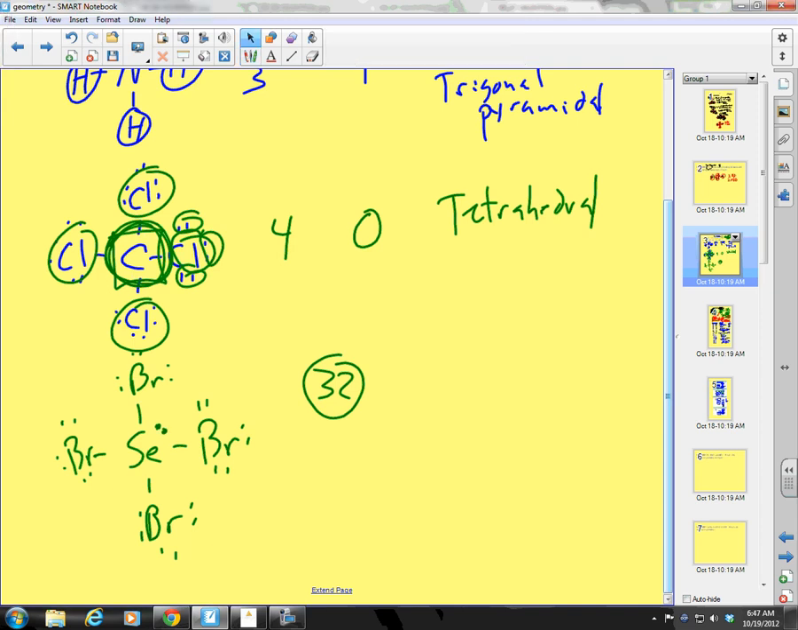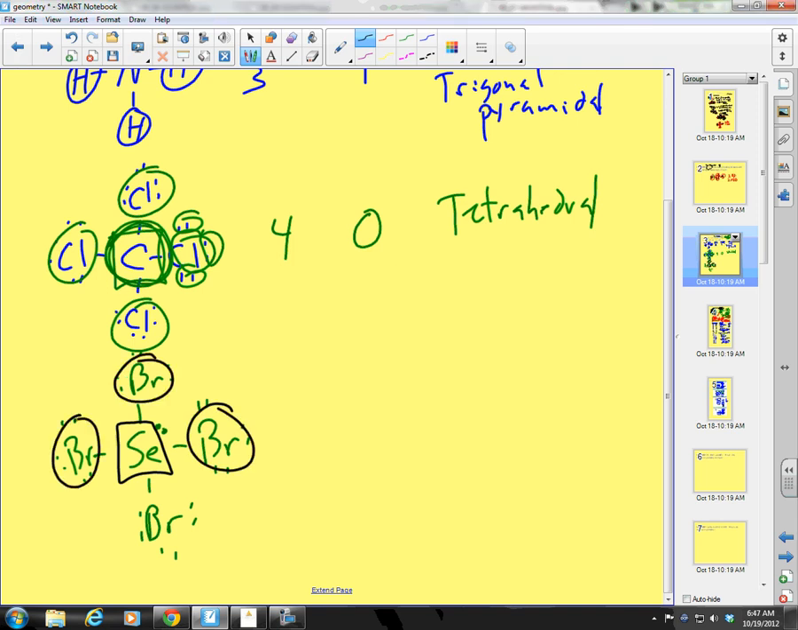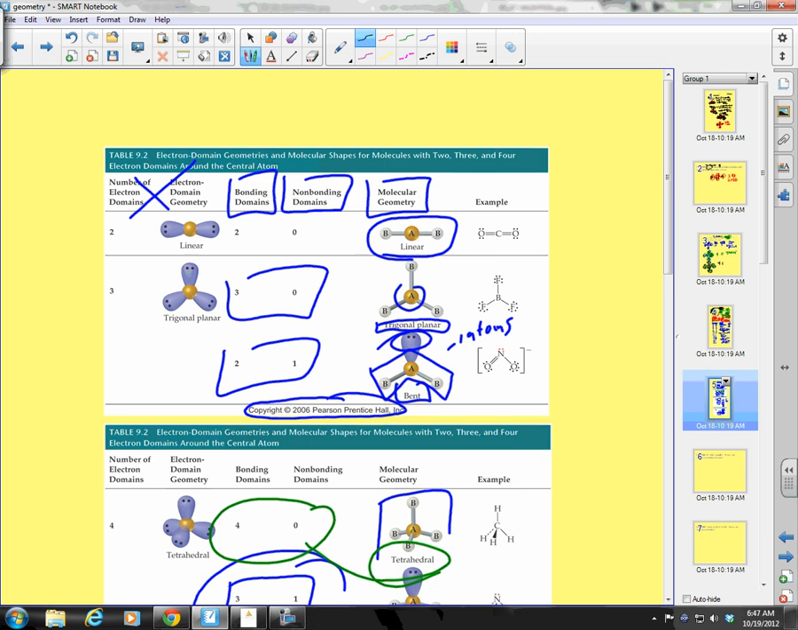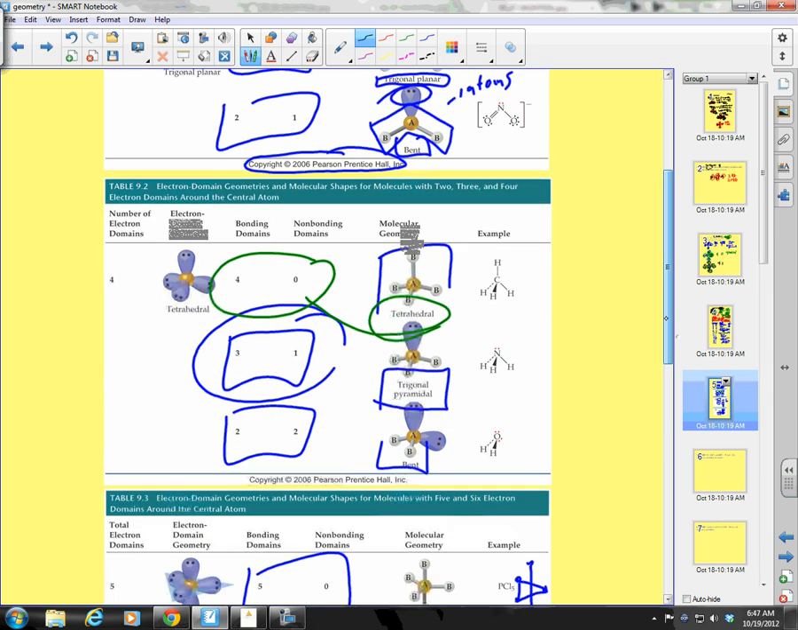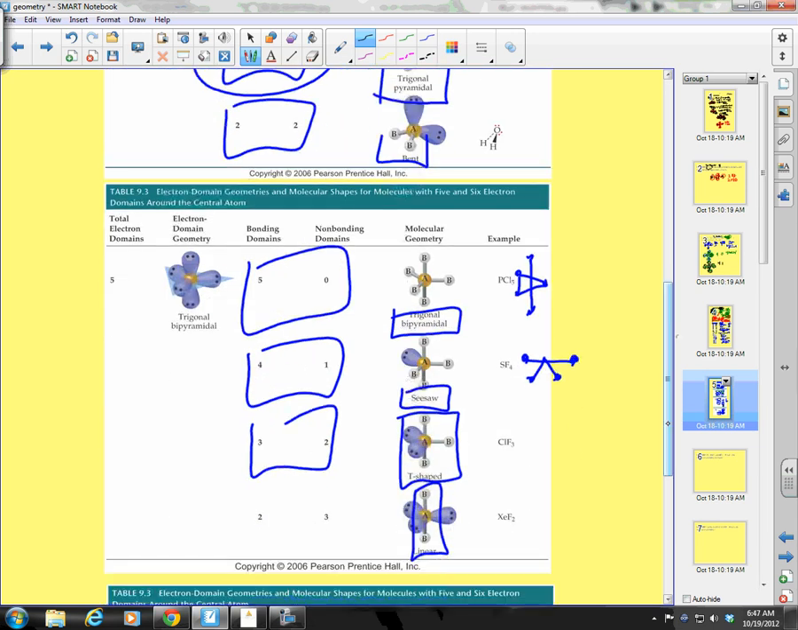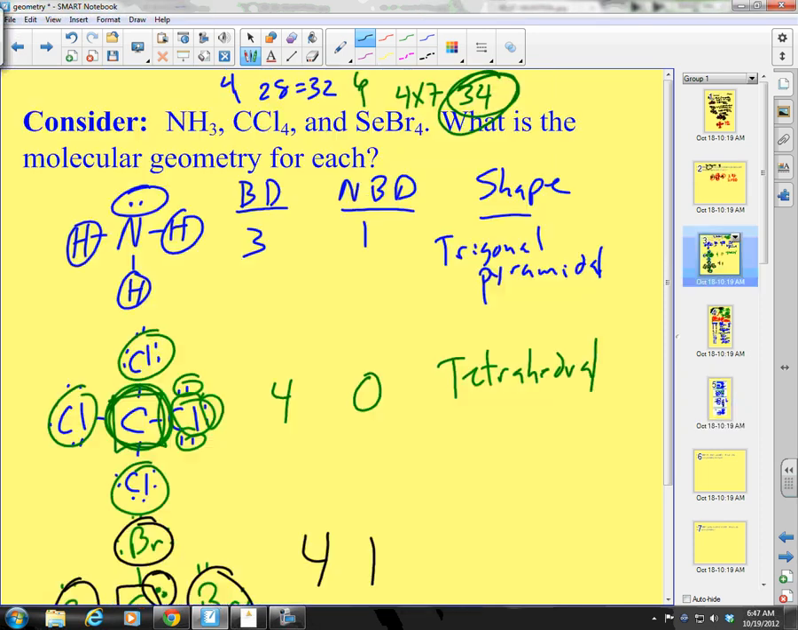Good. So now, let's look at my central atom. How many atoms are directly bonded to it? 1, 2, 3, 4. So I have 4. And how many unshared pairs do I have on it? 1. I have a 4, 1. Let's look at my chart. What is a 4, 1? 4, 1 is what? Seesaw. Okay. So let's write down seesaw.